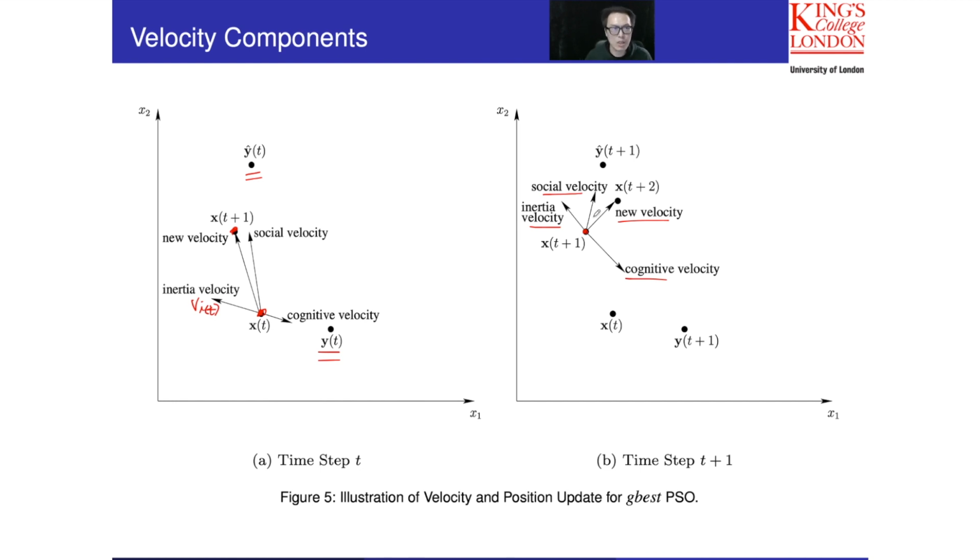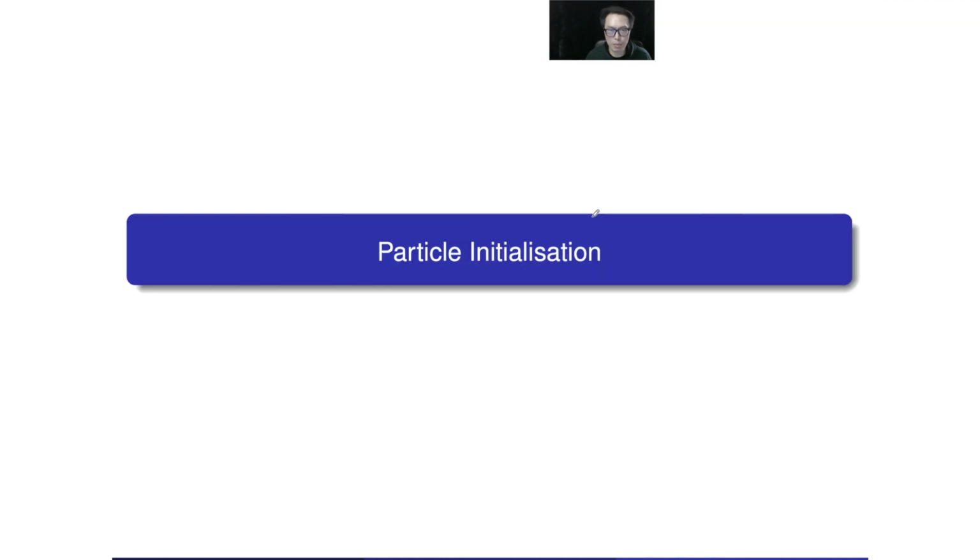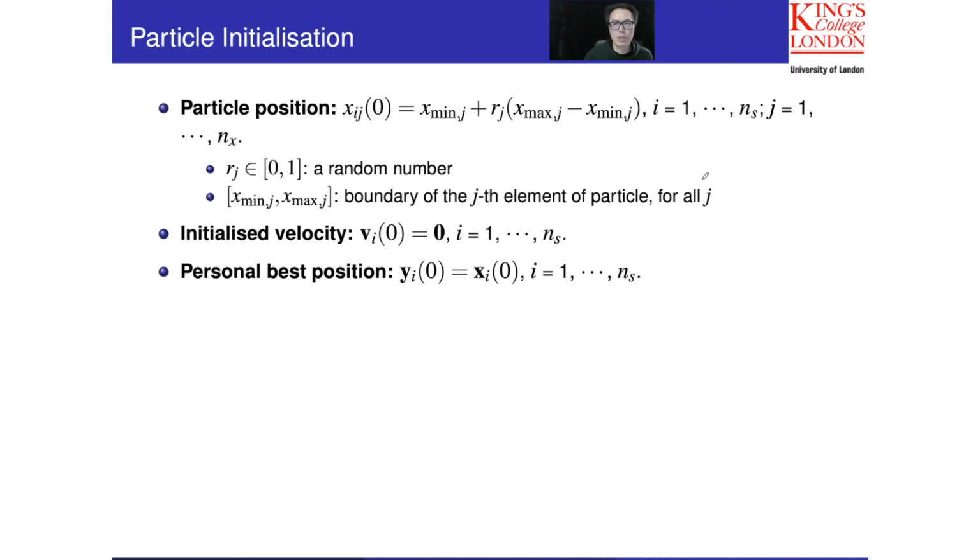Okay, so these are the velocity components. The next topic I'm going to talk about is particle initialization, that is, how do we generate the initialized swarm? In the beginning, I mentioned that we have a number of particles x1, x2, up to x_ns, and this is the population. In some cases, we would like to generate the particles within bounds.